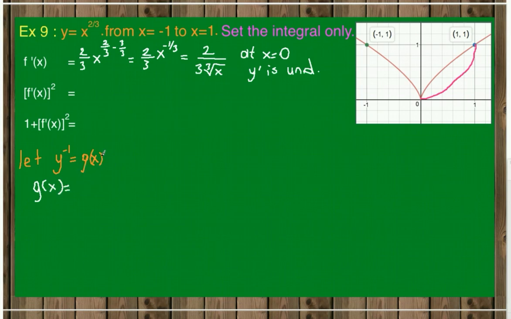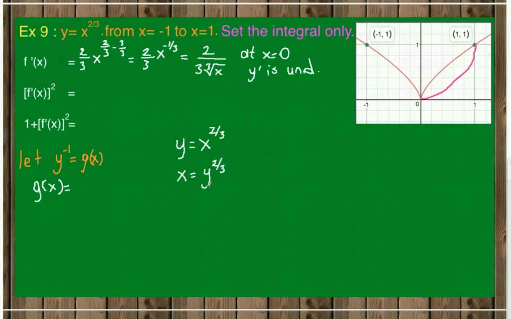G of x is the inverse function of y. So how do we find the inverse function? Y equals x to the 2/3. When we are finding the inverse function, first we switch x and y, and we solve for y.